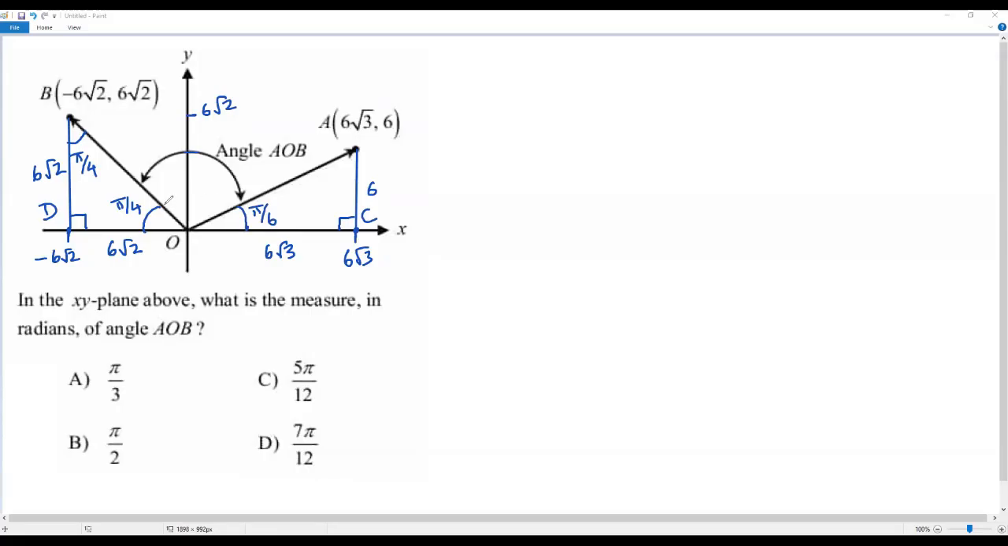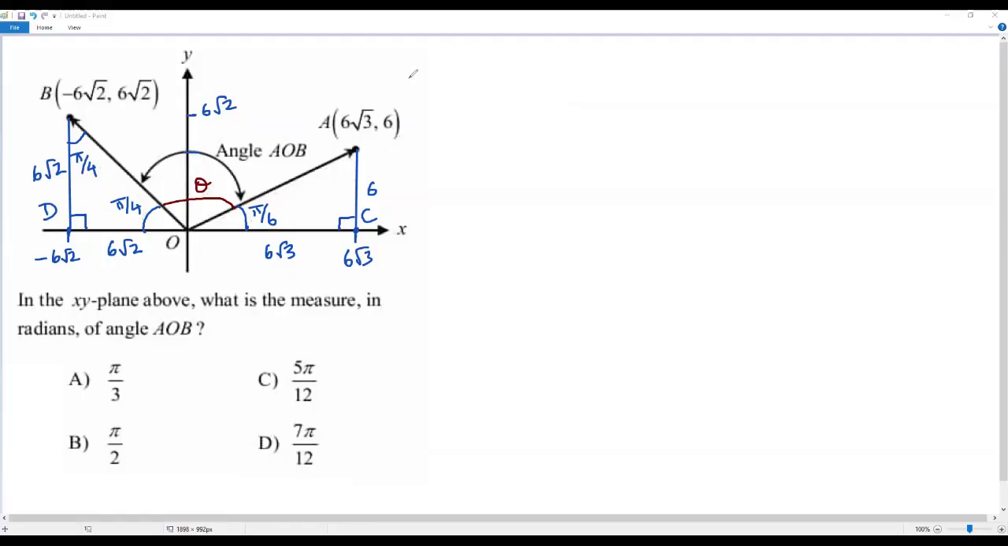Now let me assume the angle over here as theta. That is, theta represents angle AOB. That's what we have to find according to the question. So now my aim is to get the value of theta in terms of radians. Now consider the three angles over here: pi over 4, theta and pi over 6. These three angles together form a straight angle. We know that an angle on a straight line always measures 180 degrees or pi radians. Since these three angles together form a straight angle, they must add up to pi radians.